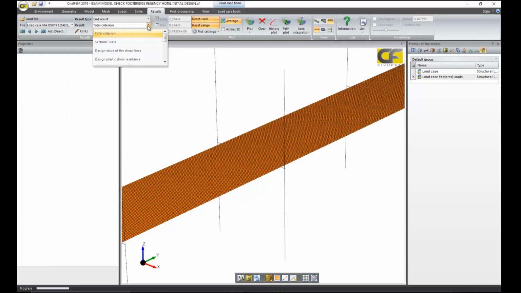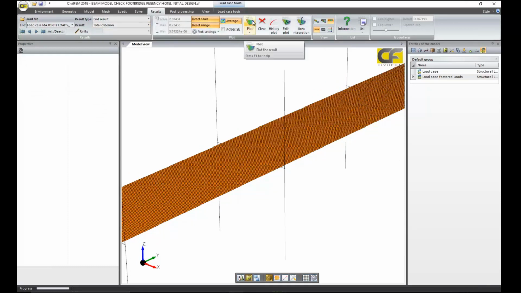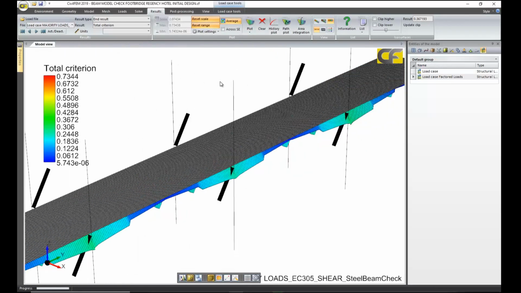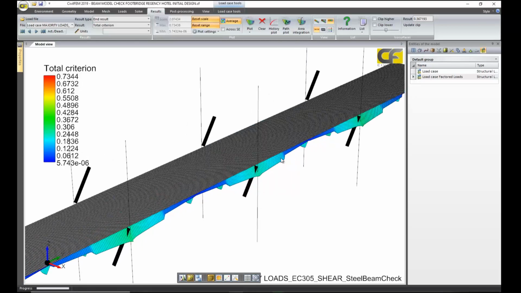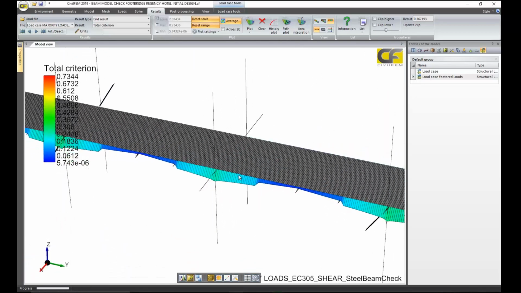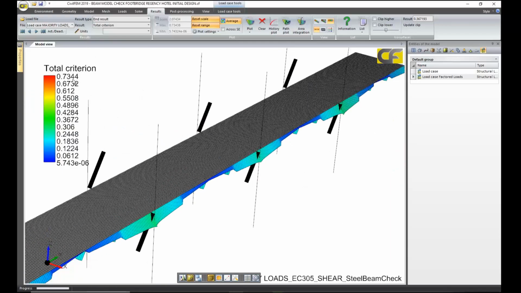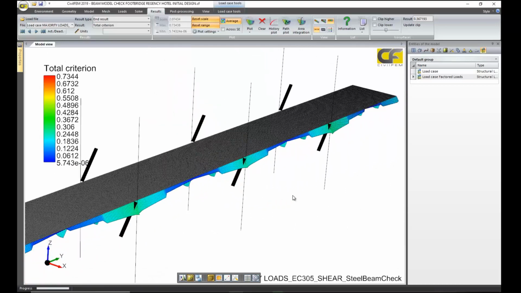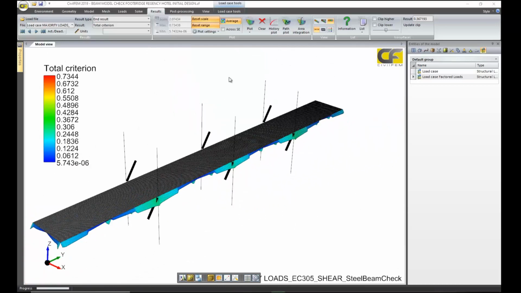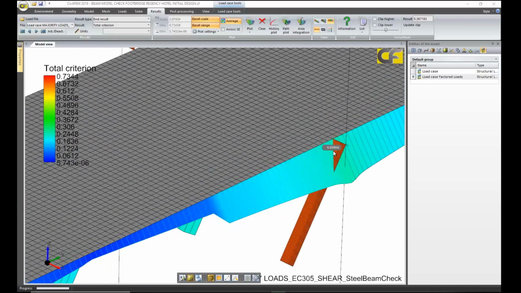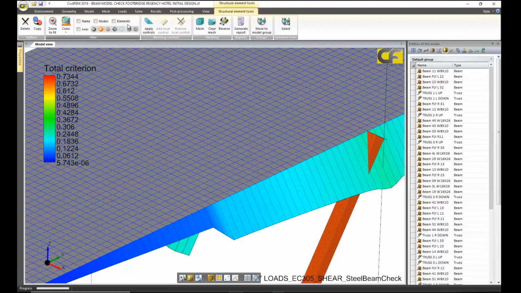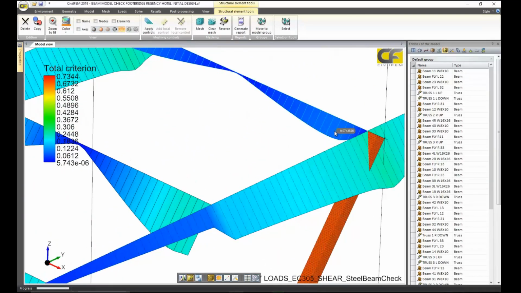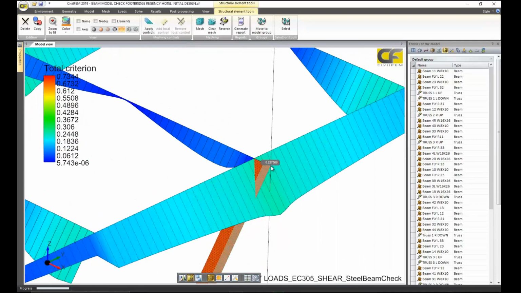The first result we can plot is the total criterion. The total criterion is the ratio between the action and the capacity, so this ratio shall be less than one. Here we can see that this ratio is less than one in all the models, so it means all the beams are verified by Eurocode. The criterion 0.7 is the closest to one, and it is in the connection between the hangers and the beams.